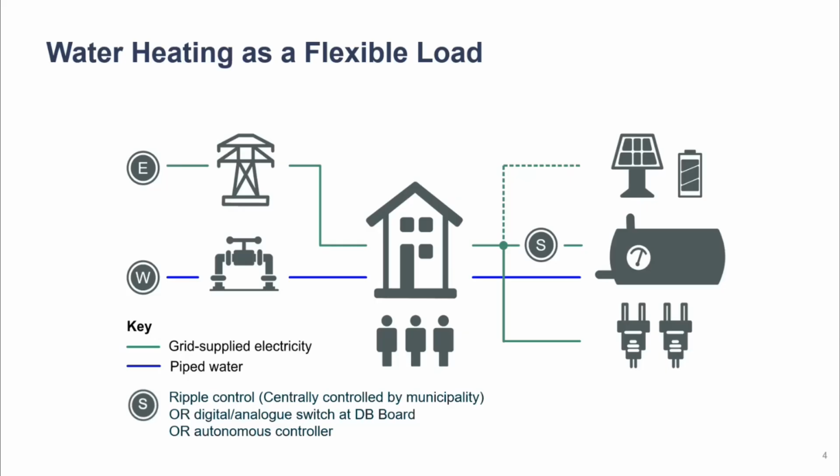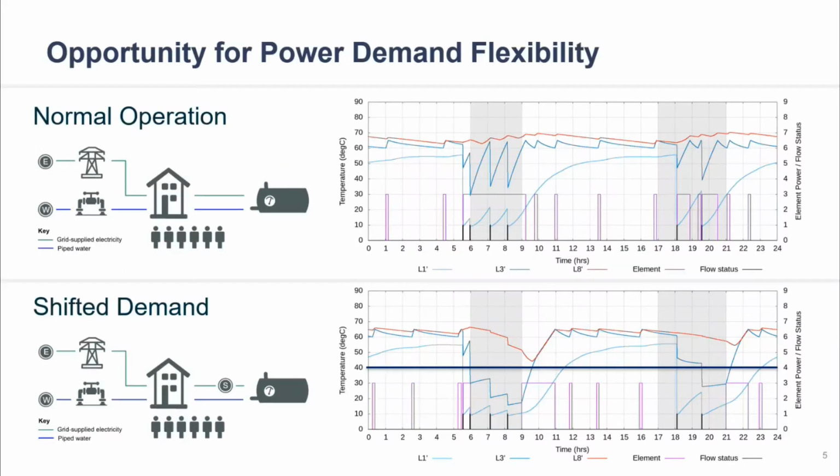At the bottom here I've just mentioned, this switch could really be anything. It could be ripple control, so either centrally controlled by the municipality. It could just be a very simple digital or analog switch that you put on your DB board, or a fancy autonomous switch, of which there are a few on the market now. So what does it mean in terms of the opportunity for power demand flexibility?